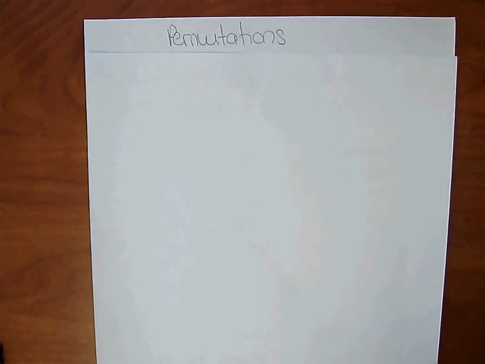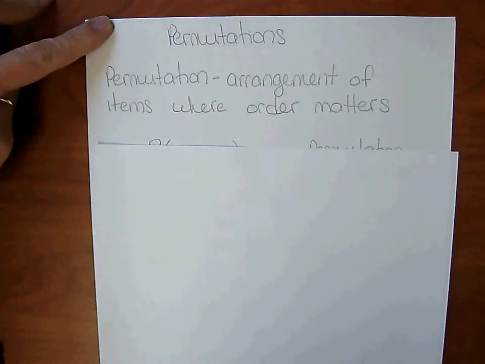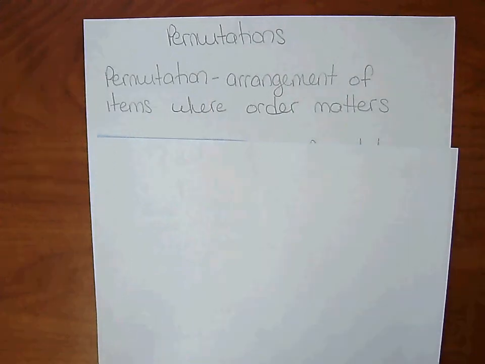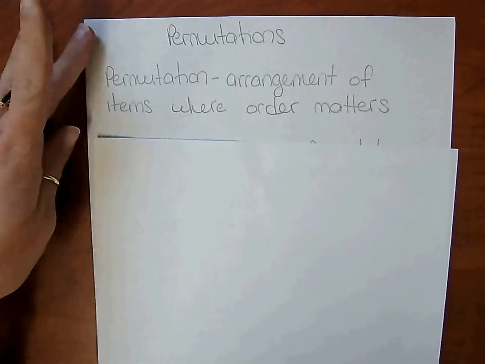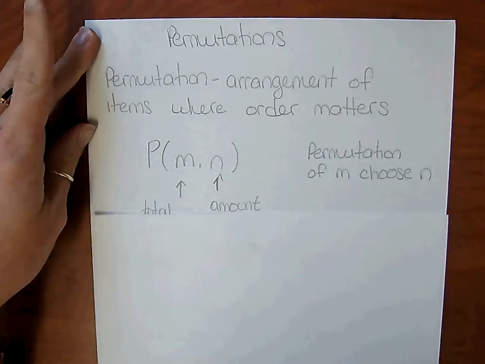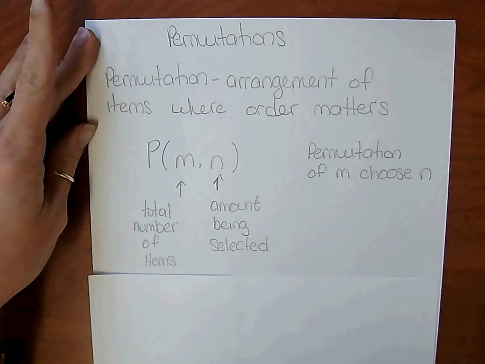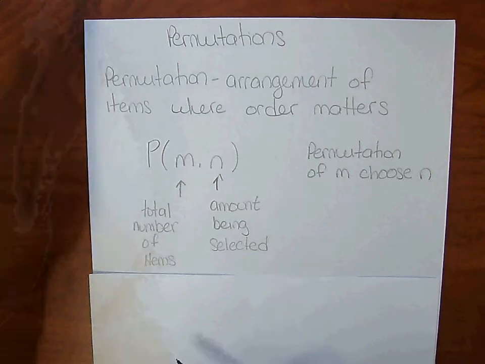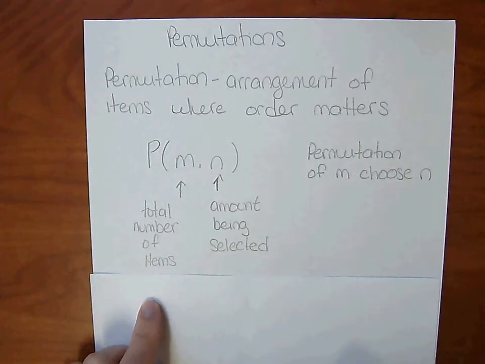Permutations. A permutation is an arrangement of items where order matters. To solve a permutation, we're going to have P and then M and N. M is going to stand for the total number of items, and N stands for the number that's being selected. The way we read this would be a permutation of M choose N.